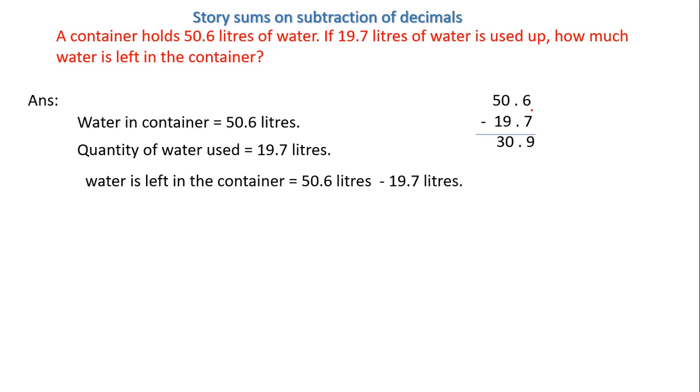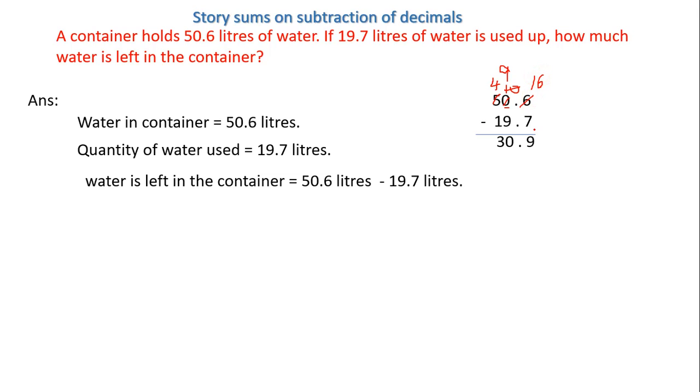6 is smaller, 7 is larger. So I have to borrow to make this 6 a larger number. The previous place is 0. From 0 we can't borrow. So I will borrow from the 5. After borrowing 1 from 5, 5 will become 4. This number will become 10. After that I will borrow 1 from this 10. This 10 will become 9. Then this number 6 will become 16.